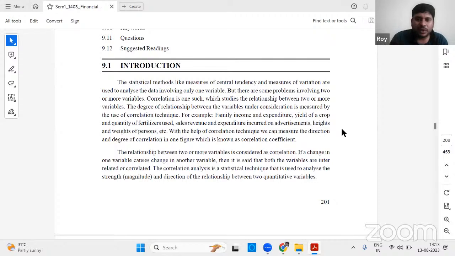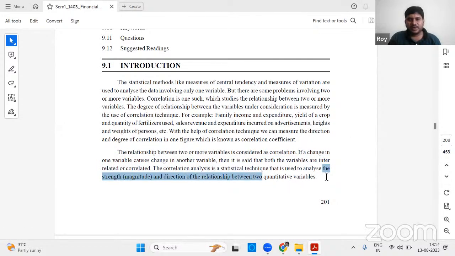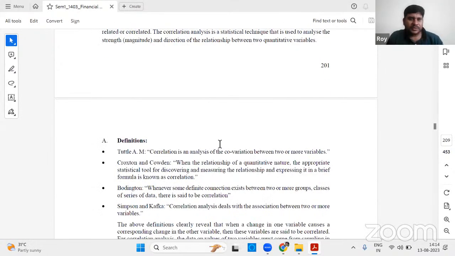The relationship between two or more variables is considered as correlation. If a change in one variable causes a change in another, then it is said that both the variables are interrelated or correlated. That means both are more interlinked. It is a technique used to analyze the strength, magnitude, and direction of the relationship between two quantitative variables. This is important: for quantitative variables, we will use this.